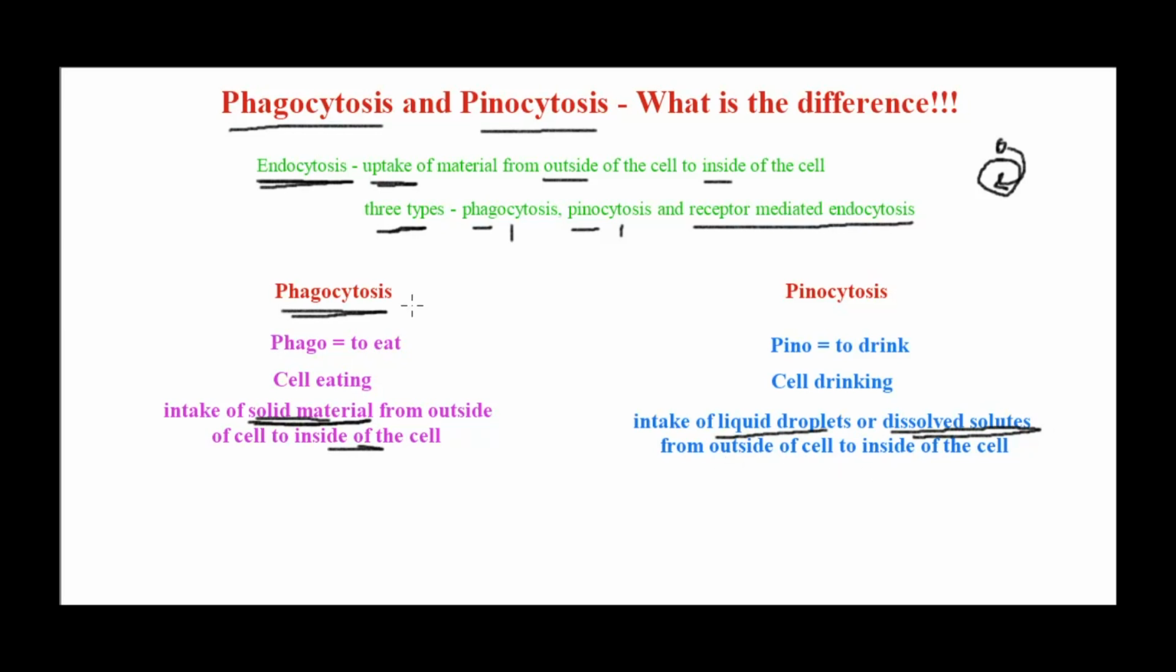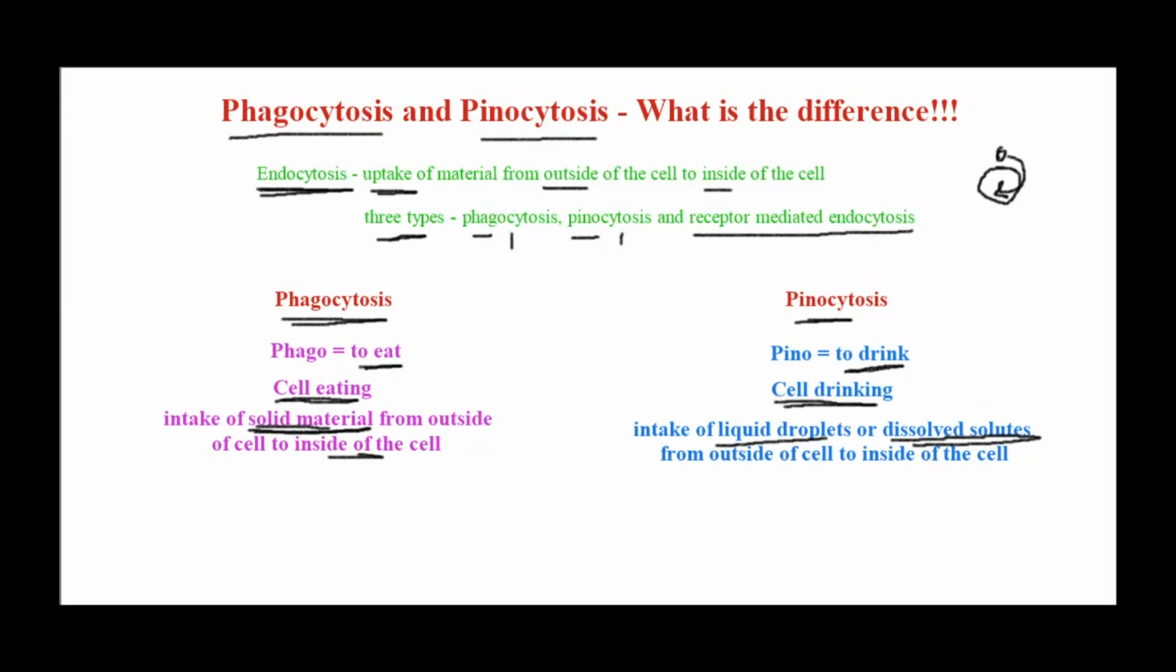So phagocytosis takes up the solid material, and that is why it is called phagocytosis. Phago means to eat, and that is why this method is compared to cell eating. Cell eating is phagocytosis, whereas in case of pinocytosis it is the dissolved solutes, so it is called pinocytosis. Pino means to drink, so it is compared to cell drinking.